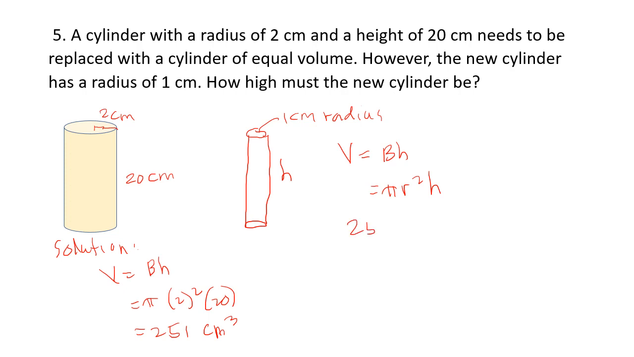Volume is 251, equals 3.14 times 1 squared times h. So your h equals 251 over 3.14, equals 73.57 centimeters.